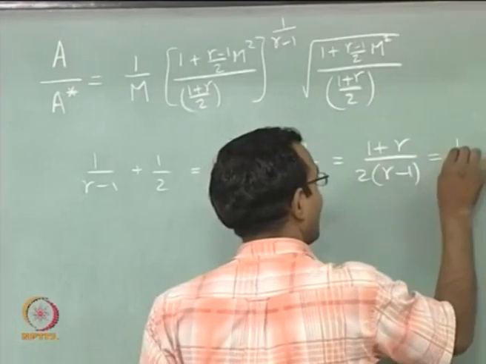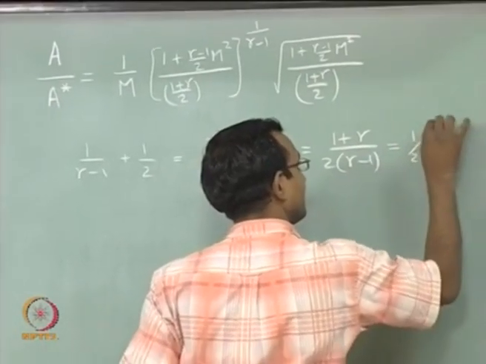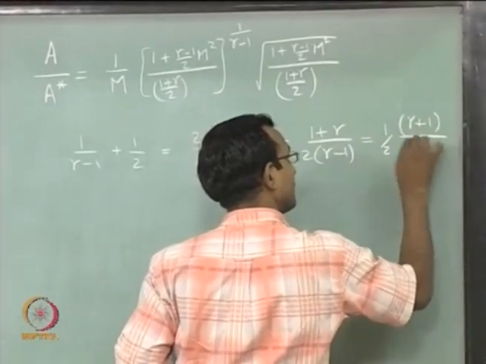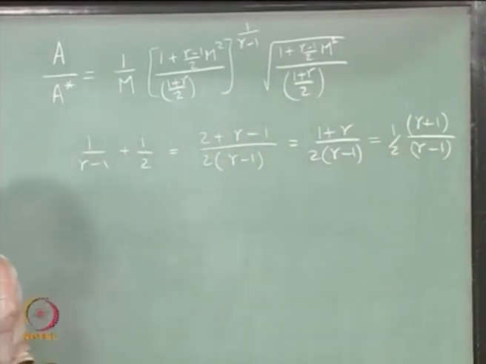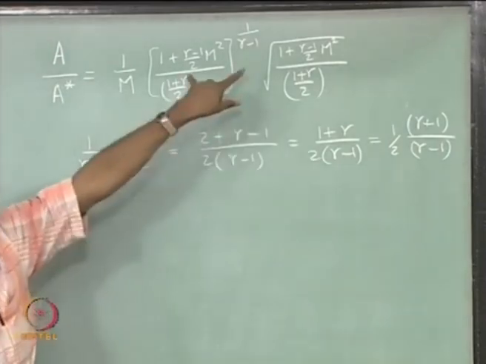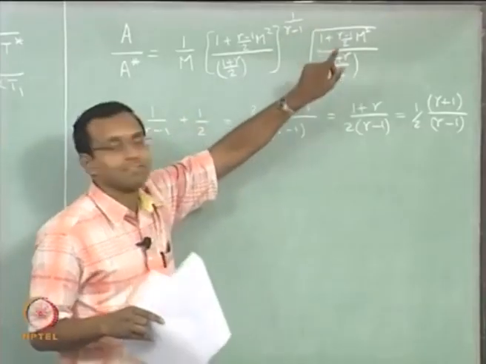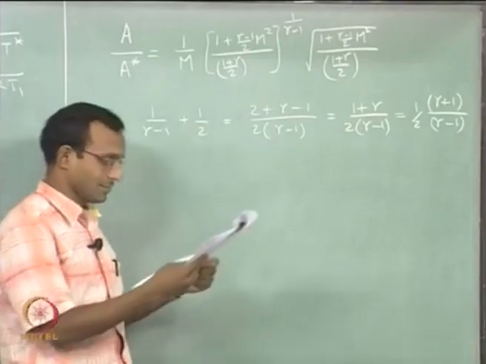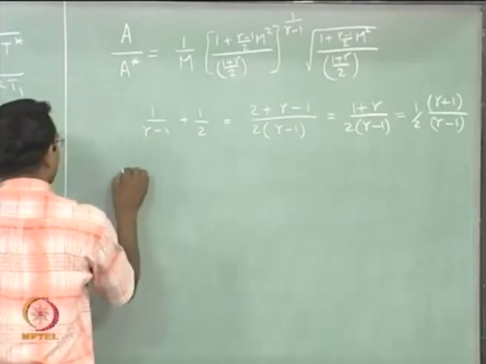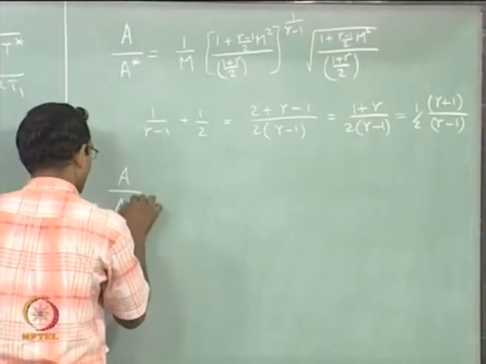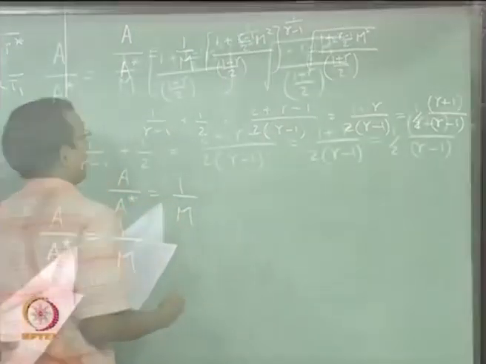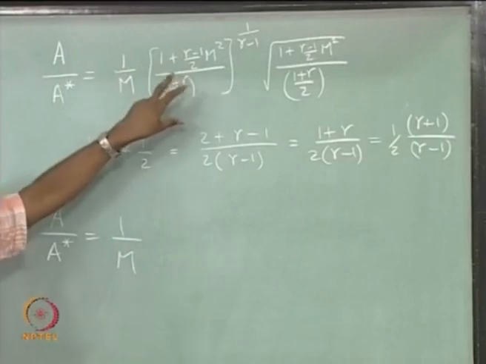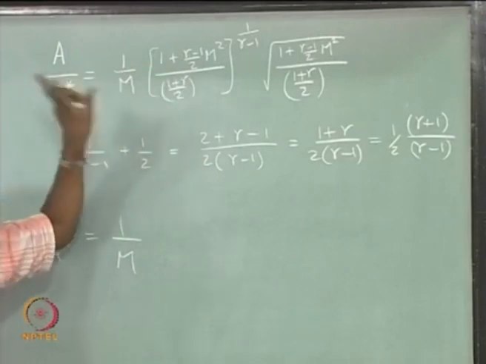I like to write it like this. Half times gamma plus 1 by gamma minus 1, that will be the power. I have just added this and the half, the square root will be the half. So, I will get to a very nice simple expression. And I am going to simplify this a little bit, multiply numerator and denominator by 2.